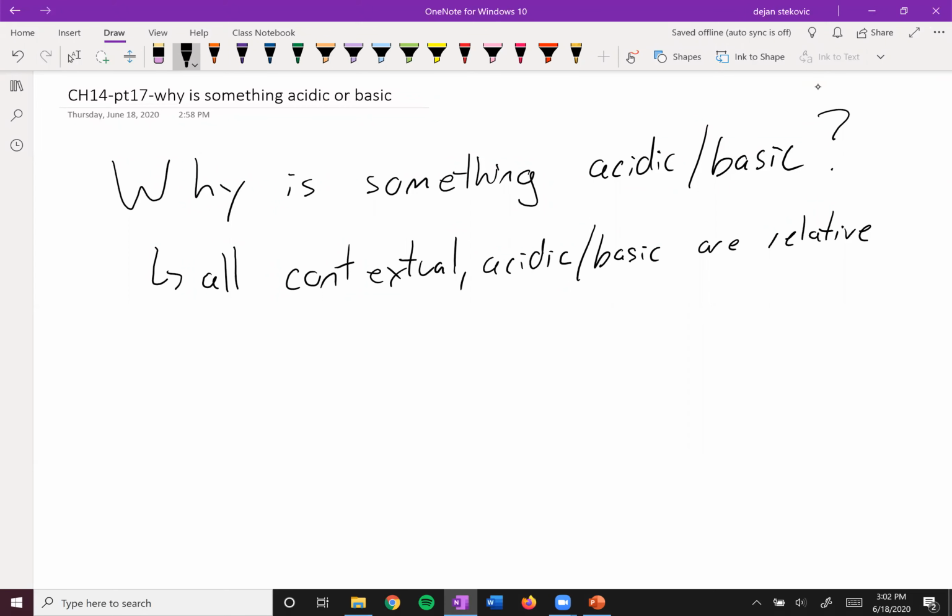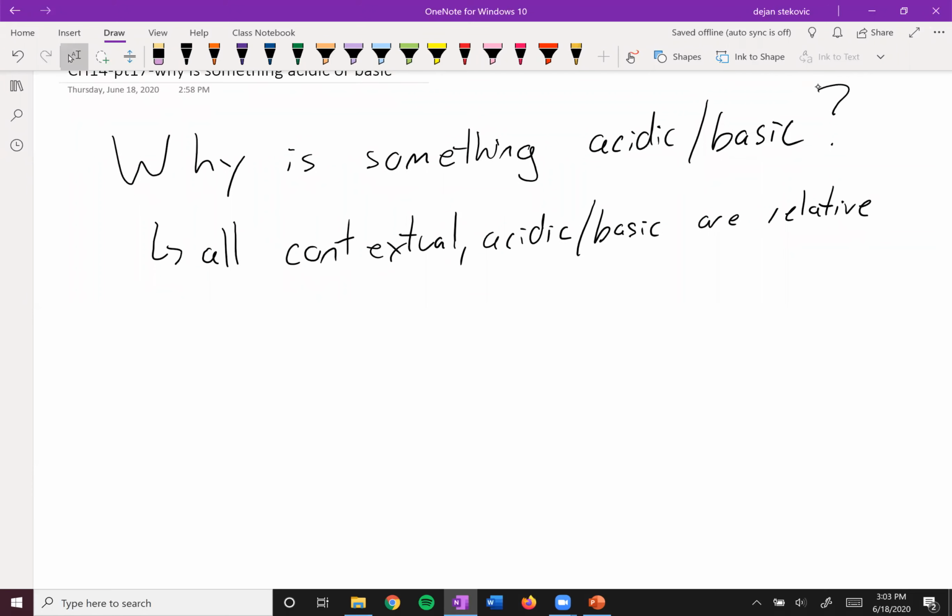For the most part, our discussions are basically going to be centered around water. So when we say something is an acid, we mean that it's acting as an acid when added to water. When we say something is basic, we mean it's acting as a base when it's added to water. And so remember, acid-base reactions are a transfer of an H plus. So it's kind of like a tug of war over this H plus, right?